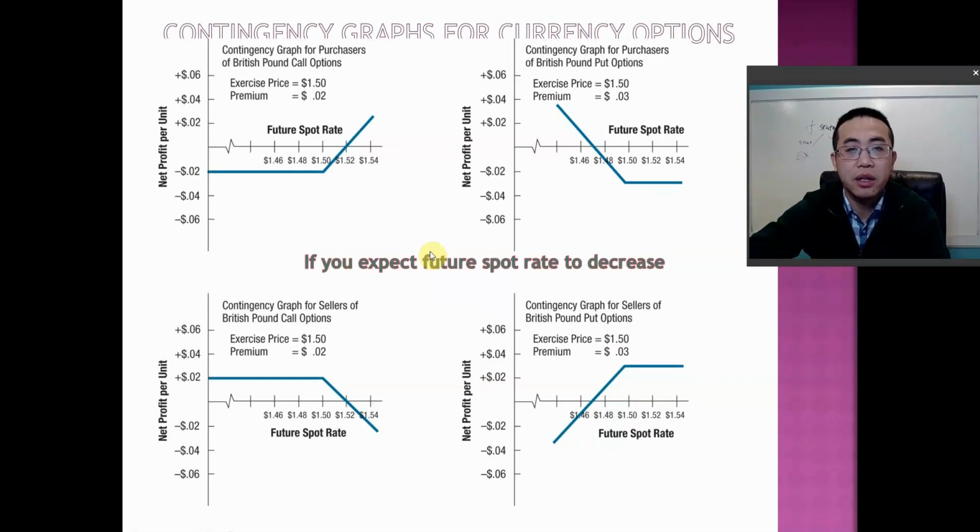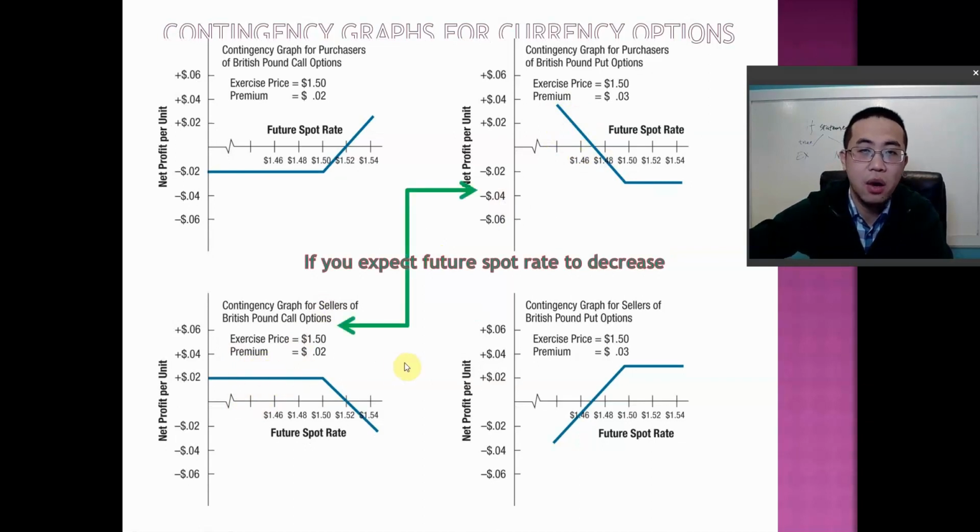Okay, if you expect the future spot rate to decrease, then you want to be a put option buyer or a call option seller. Because when the spot rate is going down, the put option buyer makes money, and the call option seller also makes money. Okay, so that's how we play the game.